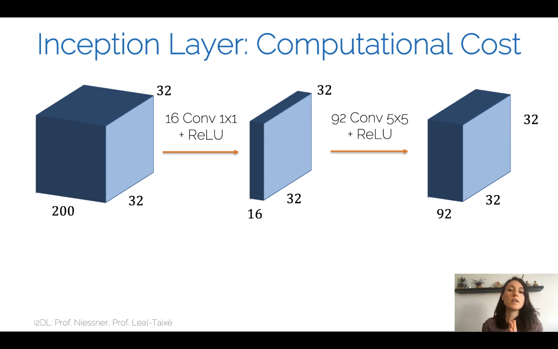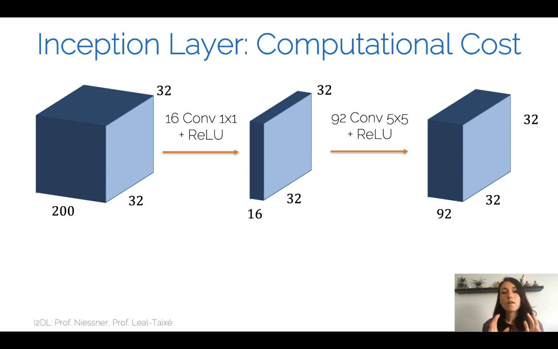So what I'm going to do is play around a little bit with 1 by 1 convolution. What if before applying the 92 filters, the 92 5 by 5 convolutions, I actually apply a 1 by 1 convolution? And the only goal of the 1 by 1 convolution is to reduce the depth of my activation map. So I'm going to apply 16 filters. So the depth is going to be reduced from 200 to 16, and then I'm going to apply my 5 by 5 convolution. Note that the input and the output sizes are exactly the same.